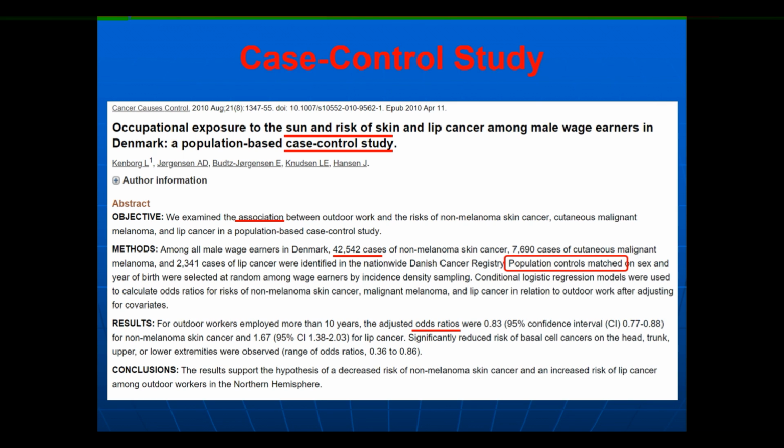Okay. Go to the case control study. If I have a rare disease, for example. I have what? A rare disease. Okay?